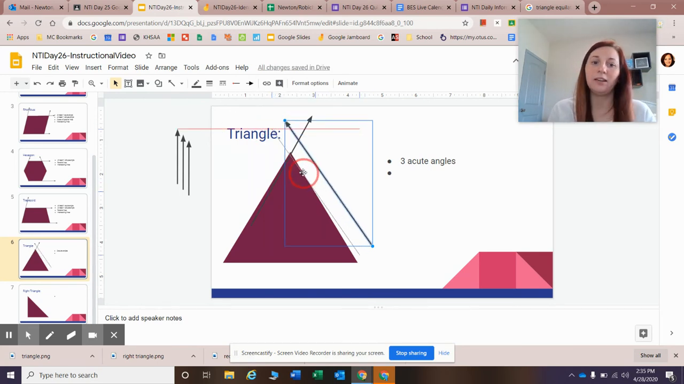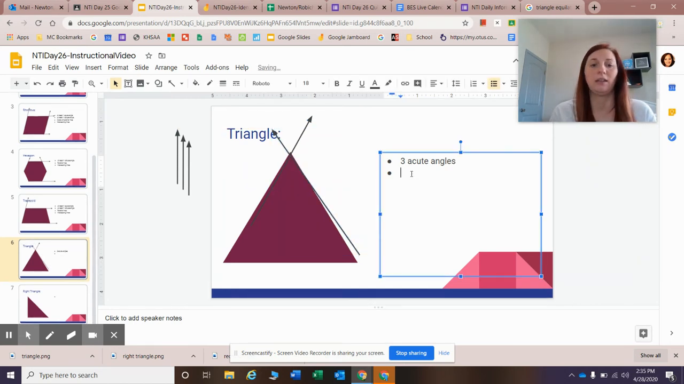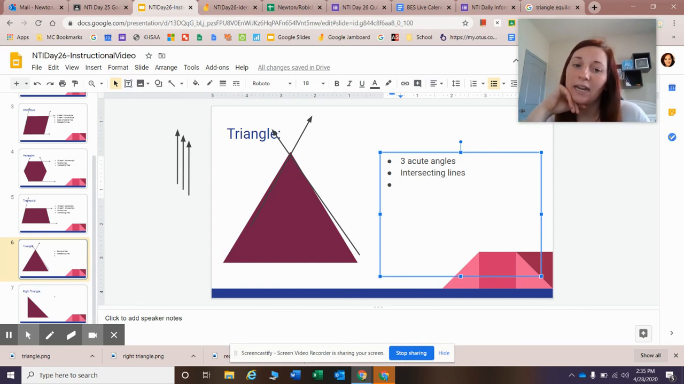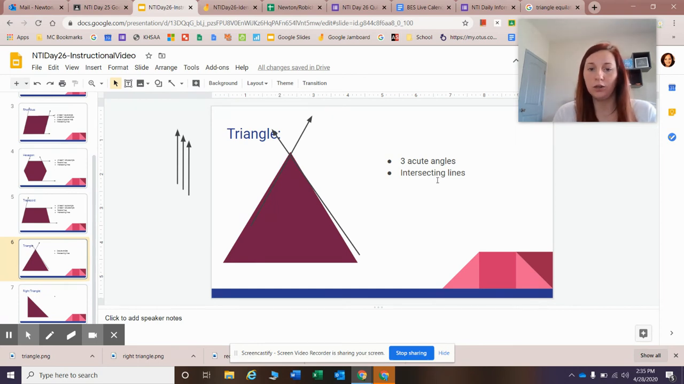Okay, what about intersecting lines? There's a lot of intersecting lines, so that's for sure in there. Right here is a set of intersecting lines. And then perpendicular lines. If there's not a 90-degree angle, there's no perpendicular line, so that would not be an attribute that we put. It kind of looks like a teepee now. Okay, so there's 3 acute angles and intersecting lines. That would be our attribute of a triangle.